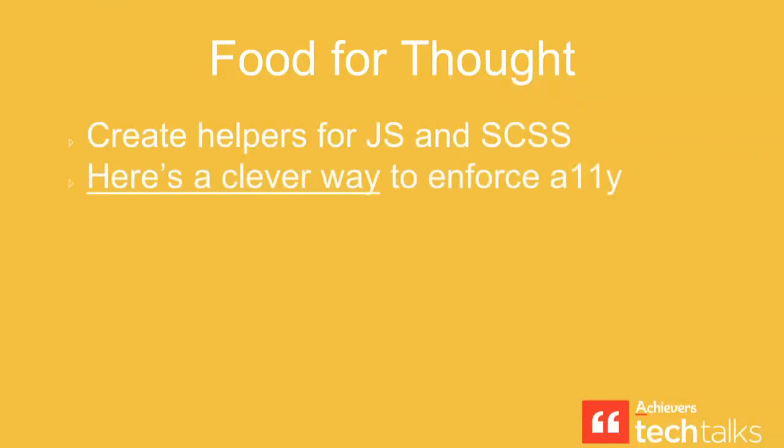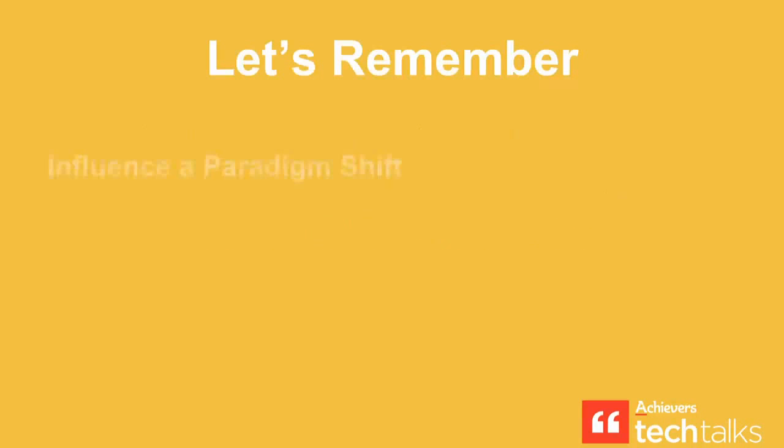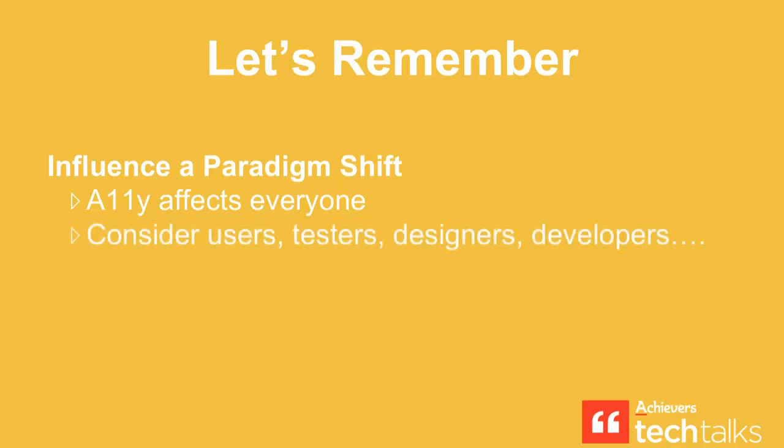If you download these slides, I've linked to a really clever way to enforce accessibility into your framework. Check that out. Before we finish, just want to touch upon a few things. If you want your development organization to really embrace accessibility, it's not a check mark. It affects everyone. So you got to really assess your whole life cycle and determine where you can avoid wasting time, basically. Catch the problems early on. You got to consider everyone: users, testers, designers, developers. It affects everyone.